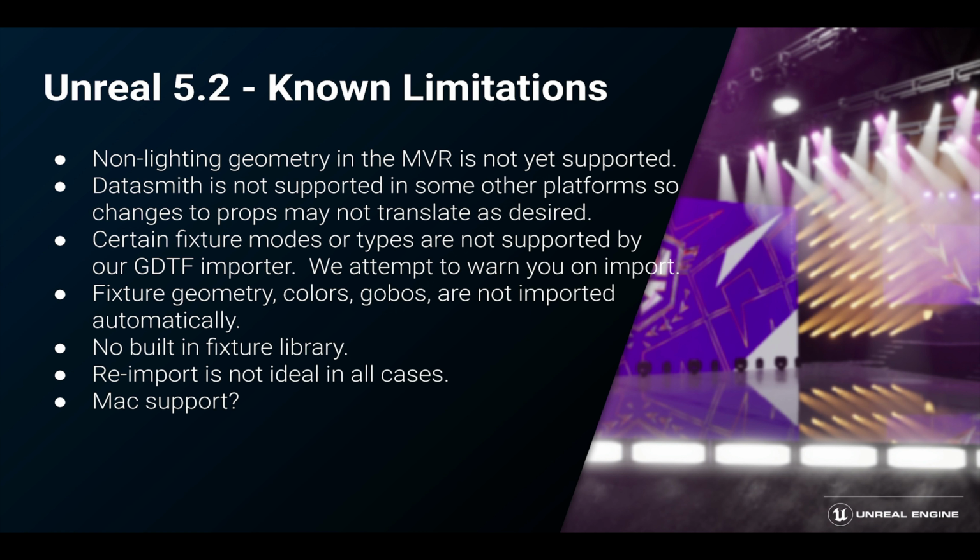Certain fixture types and modes aren't supported by our GTF importer. In general, we try to warn you, like if we run into a mode that we don't understand, we'll tell you that, hey, we can't represent this. I feel like in most use cases, everything tends to work, but there's definitely some strange fixture types out there that have nested types of things, where they have dimmer channels that are nested underneath other types of things, and maybe we don't understand what it is, so we try our best to notify the user.